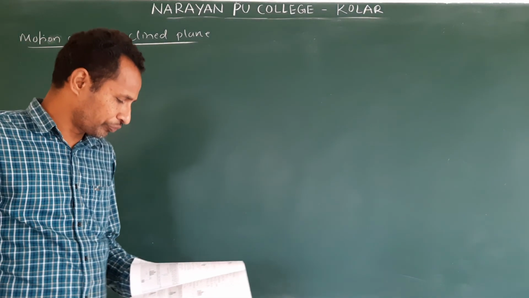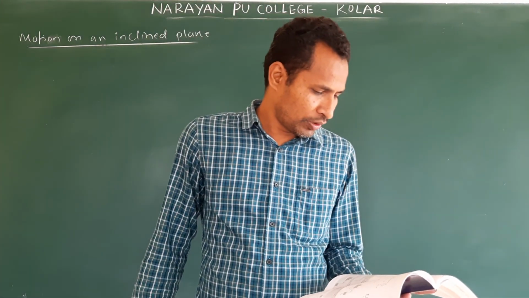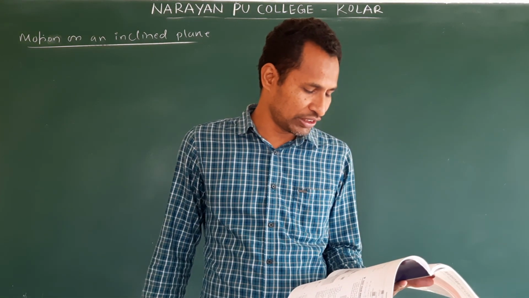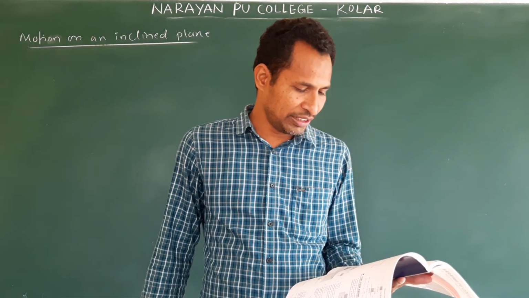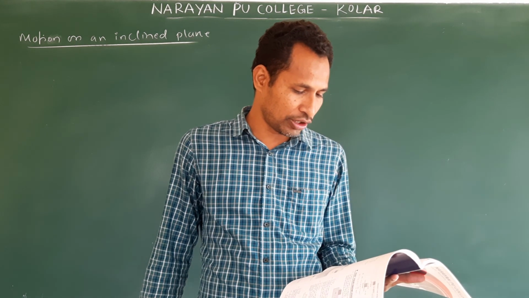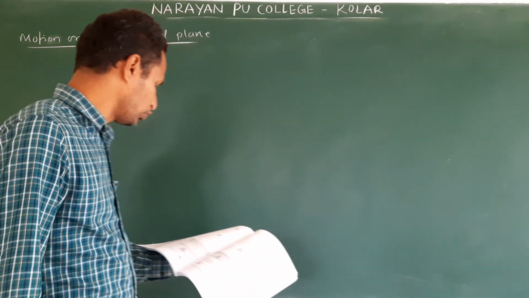Next, question 21, an important model question. A homogeneous chain of length L lies on a table. If the coefficient of friction is mu, find the maximum length L1 of the chain which can hang from the edge of the table without the chain sliding down.